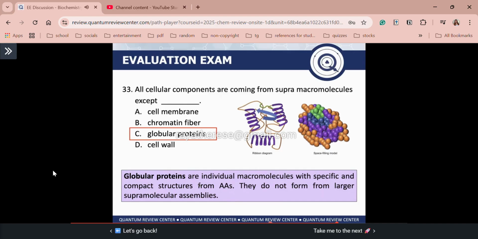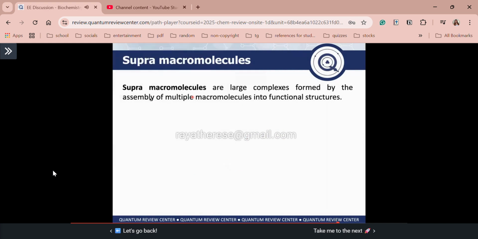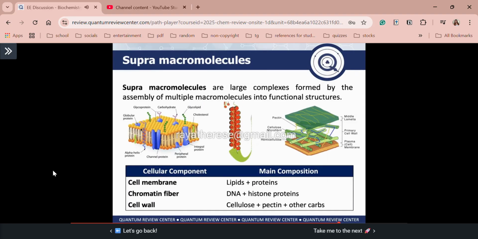Sir, question, how about glycoprotein? Class, that's a type of your supramacromolecules. Because again, your protein component is integrated with your carbohydrate component. Let's check the other three choices. Ayan. Your supramacromolecules are large complexes formed by the assembly of multiple biomolecules or macromolecules into functional groups. So first one, ayan, we have your cell membrane. This is your cell membrane from our discussion. That's just lipids plus proteins, diba? Meron pa nga tayong sterols in particular for your lipid component.